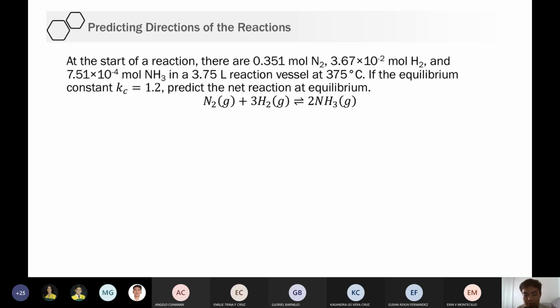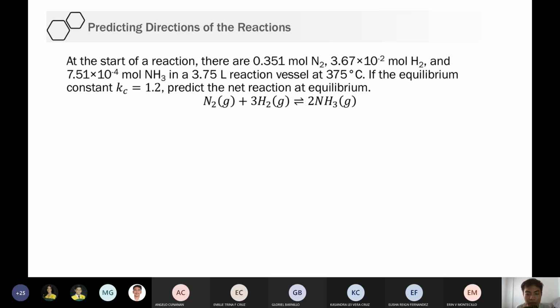Okay, so number 1. At the start of the reaction, there are 0.351 moles of nitrogen gas, 3.62 times 10 raised to negative 2 moles of hydrogen gas, and 7.51 times 10 raised to negative 4 moles of ammonia in a 3.75 liter vessel at 375 degrees Celsius. If the equilibrium constant Kc is 1.2, predict the net reaction at equilibrium.